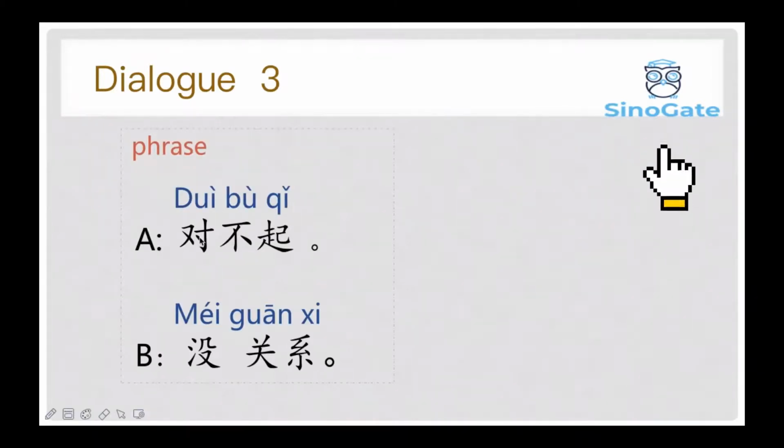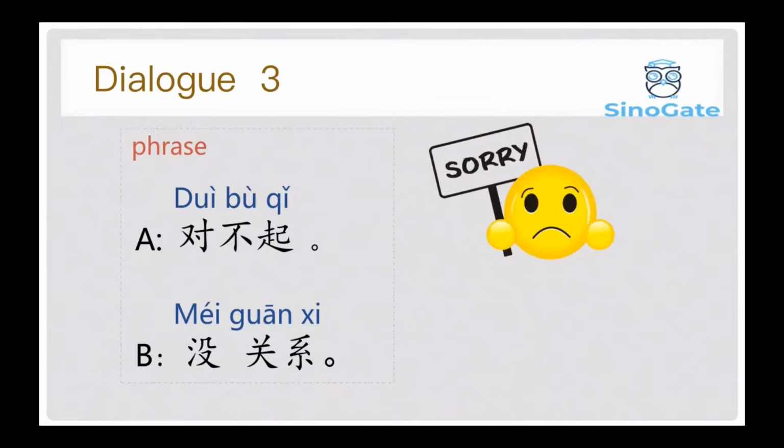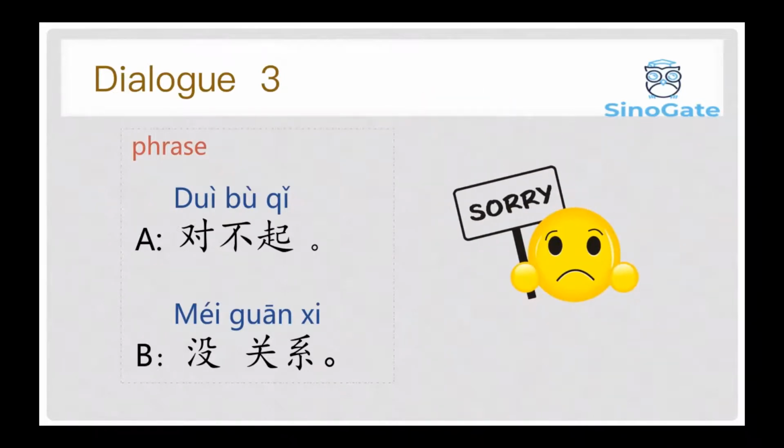And two more phrases for today. First one, can you pronounce it? 对不起. 对不起 means sorry. The answer? It's okay, it doesn't matter, no problem. 没关系. Do you get it? Sorry, 对不起. It's okay, 没关系. Right, that's all the words and phrases we should know.